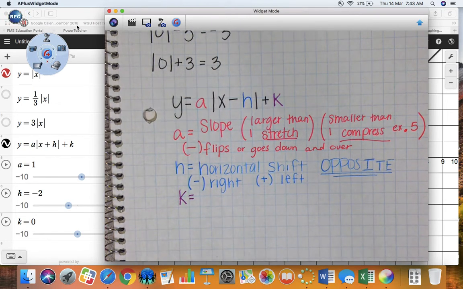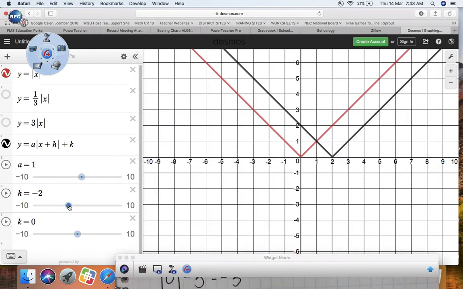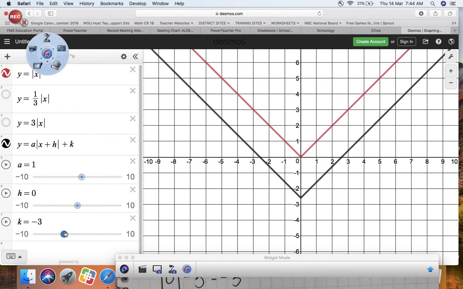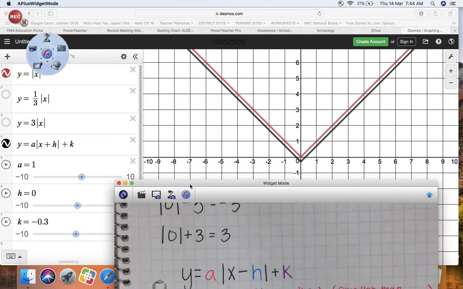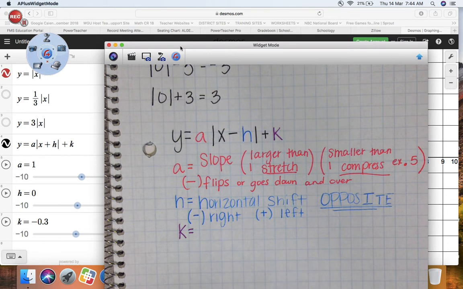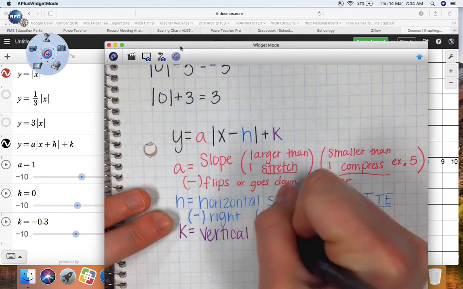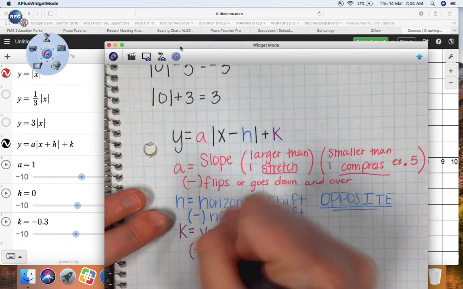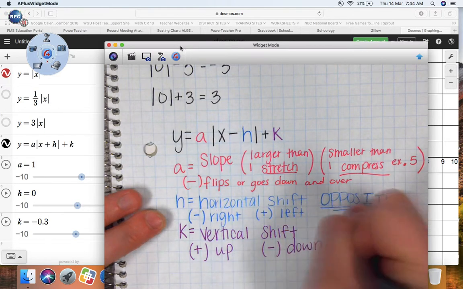Okay, now let's look at the k value. Put that back to 0. K value, remember, if it's positive, it moves up. Negative moves it down. So k is a vertical shift, positive, up, negative, down.